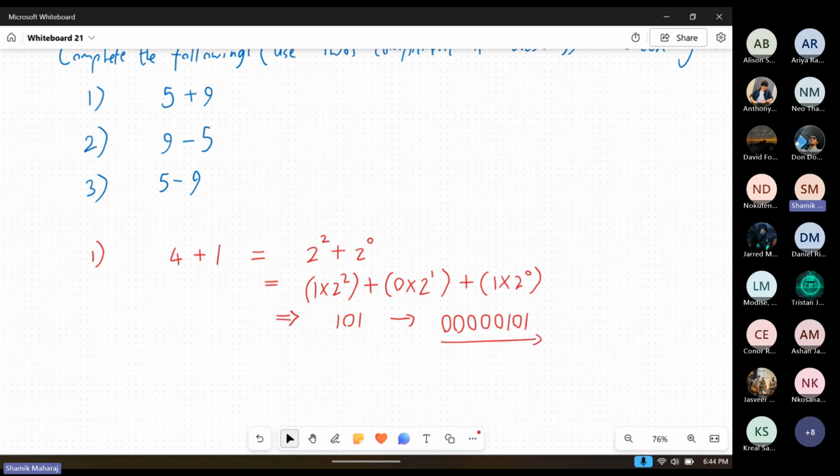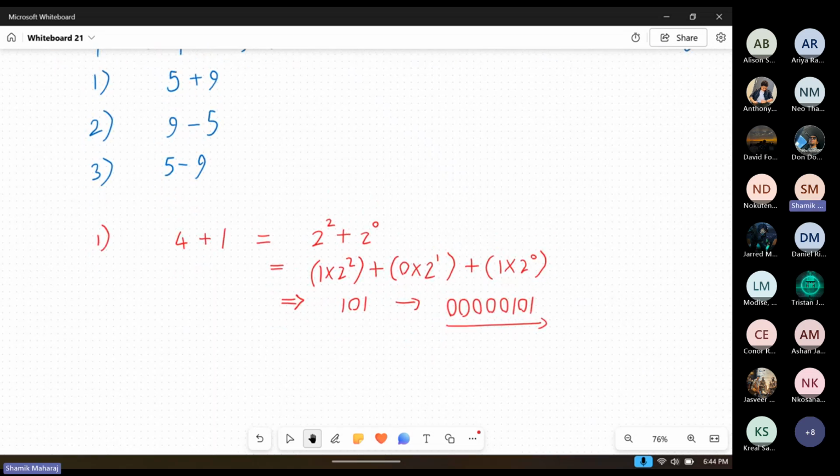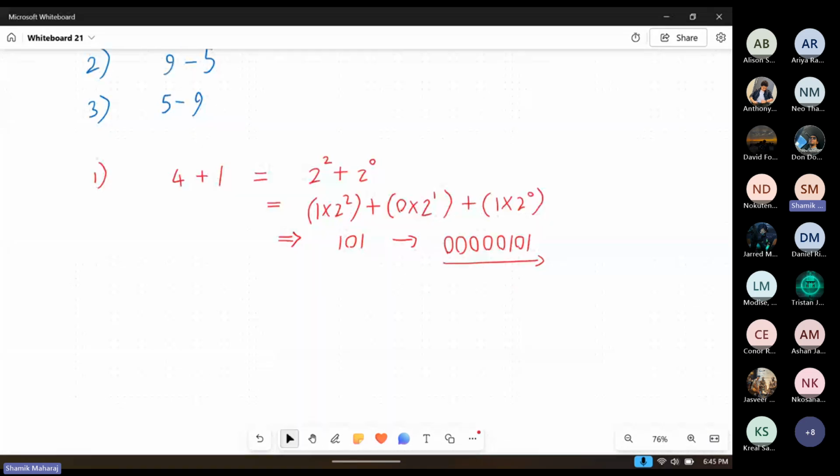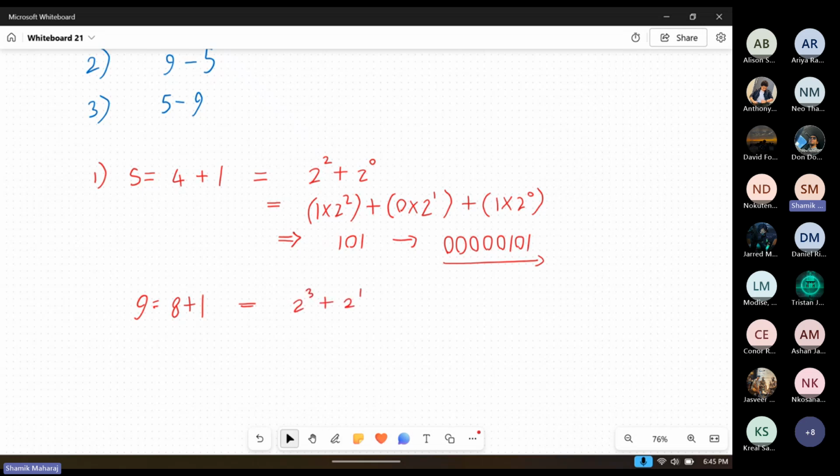Okay, so we also need 9 in binary. And I guess I picked 9 because it's also easy to spot this with 9. You can write 9 as 8 plus 1. And these are also base 2 numbers. So as long as you can write it as the sum of base two numbers, then we're good. We can convert them quickly. So this is 2 cubed plus 2 to the 1. Is that right? Yeah.